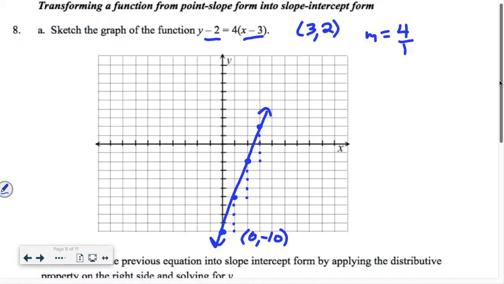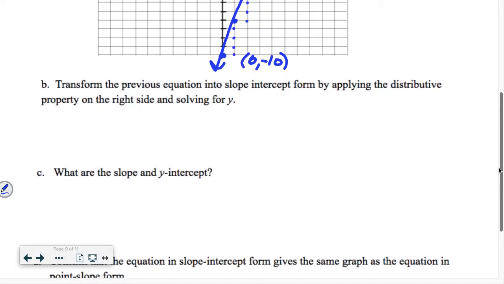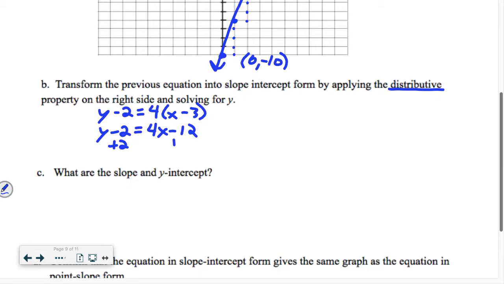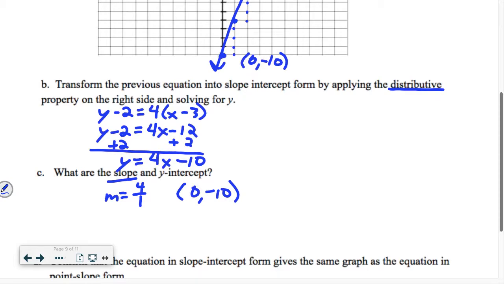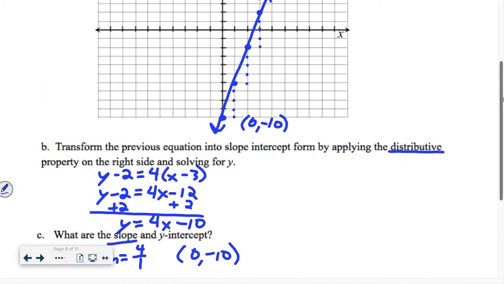So now I want to take my point-slope form. I'm going to transform it into slope-intercept form by applying the distributive property on the right side and solving for y. So we start with y minus 2 is equal to 4 times x minus 3. Distribute the 4 so I get y minus 2 is equal to 4x minus 12. Add 2 to both sides. Y is equal to 4x minus 10. According to my slope-intercept form, my slope is 4/1, and my y-intercept is 0, -10. That confirms it is the same exact thing as our point-slope form, since that has the same y-intercept.